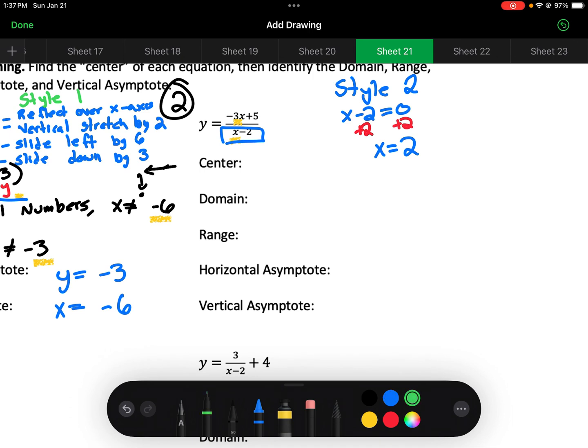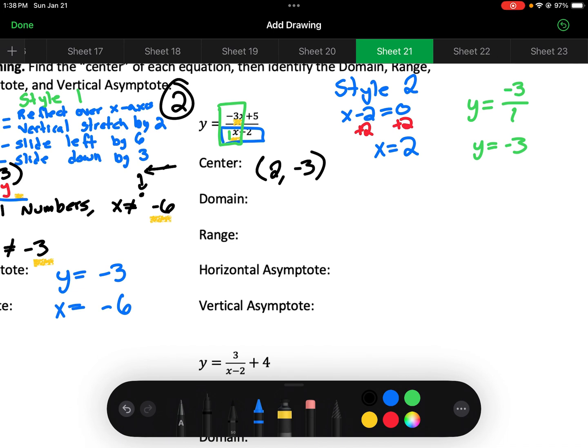To find the y value of my center, we divide our leading coefficients, aka divide the numbers in the front. If I look at the top of this fraction, the number in the front is negative 3. If I look at the bottom of this fraction, the number in front is 1. Negative 3 divided by 1 is negative 3. So my center is at 2 for the x value and negative 3 for the y value.